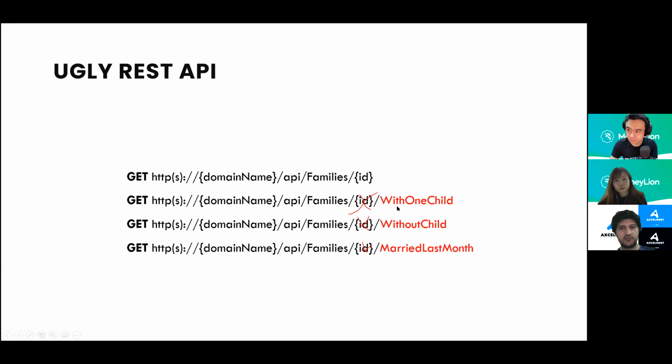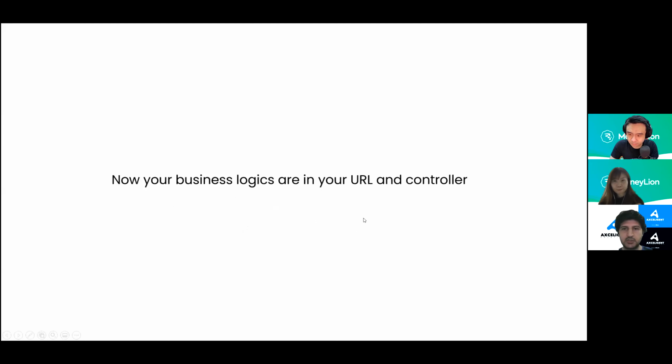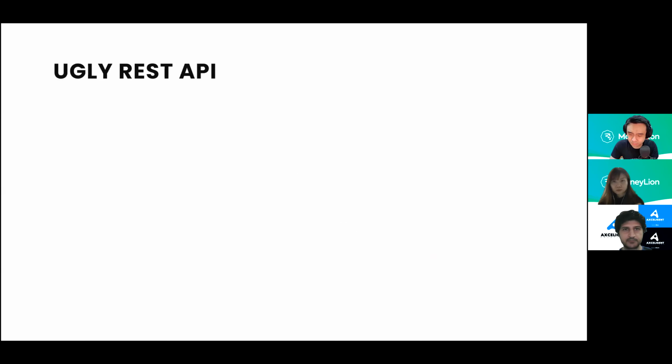If you see, this is business logic. Give me people with one child, give me people without a child, because one part of the application is going to use this result, and another part is going to use another one. So you're starting to put your business logic in the controller, and you don't see it, but it is actually in your URL.